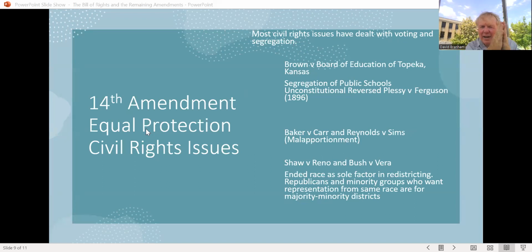Like we can't divide apartment buildings in half and have one side of the driveway in one district and the other side of the driveway in another district. You have to have other things in mind when you draw the districts. So that's where we are with 14th Amendment equal protection civil rights laws as far as the 14th Amendment rights.